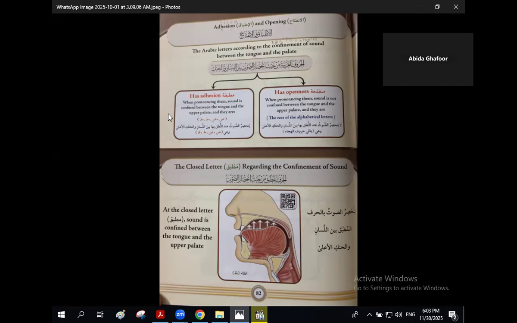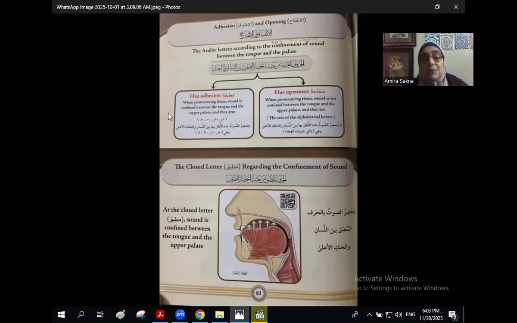We talked about the first one, Hams and Jahr. The second one, rakhawa, bayniyya, tawassut. And the third one, isti'la and istifal. And we said that the outcome of this is tafkhim and tarqiq. And now it is the fourth and last characteristic of the group with opposites, which is al-itbaq, adhesion, against al-infitah, or opening.